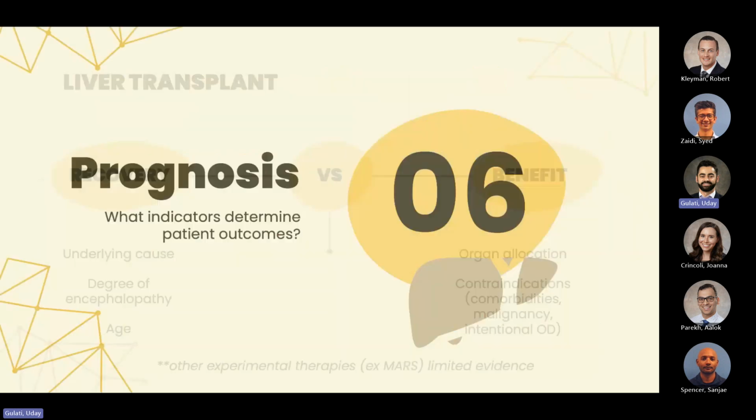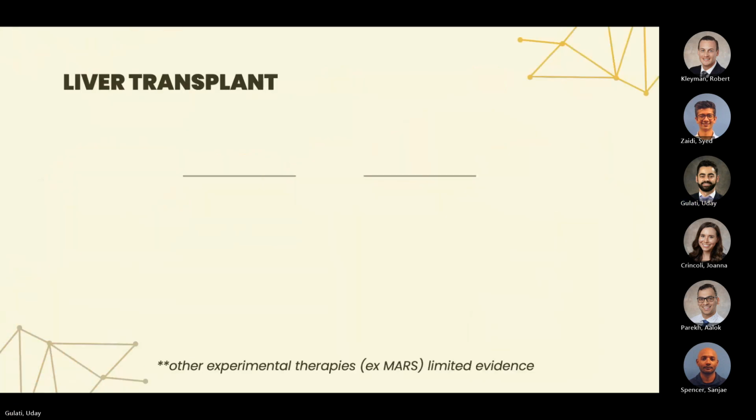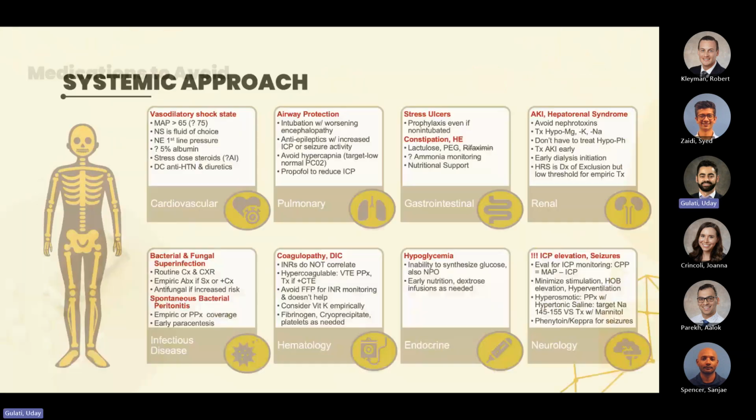The big one being, I think this is your money slide right here. All these little considerations from the different systems: early consideration for dialysis, impaired treatment with not just lactulose but with PEG, considering high amounts of vitamin K challenge, prophylaxis with stress ulcer prophylaxis, antibiotics, and then close monitoring of elevations of your ICP.